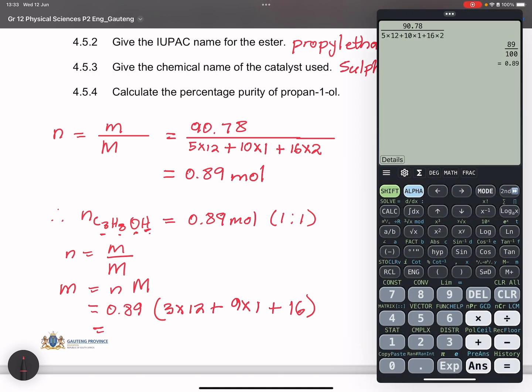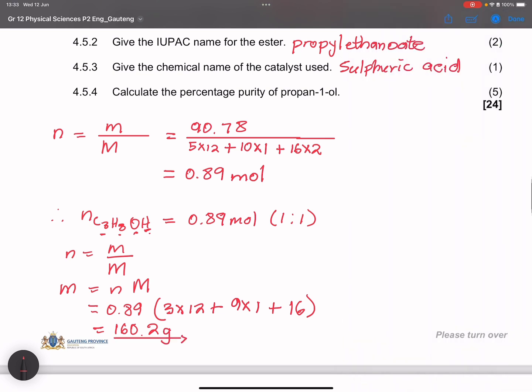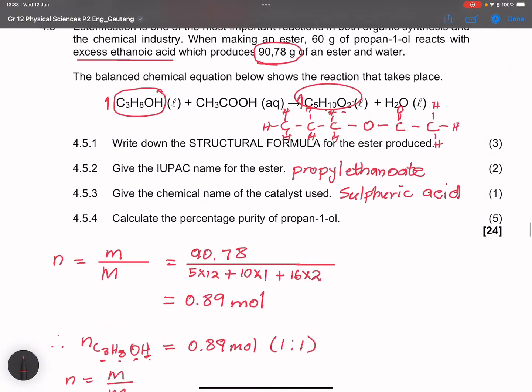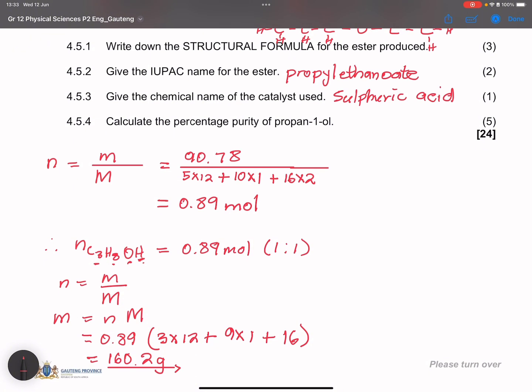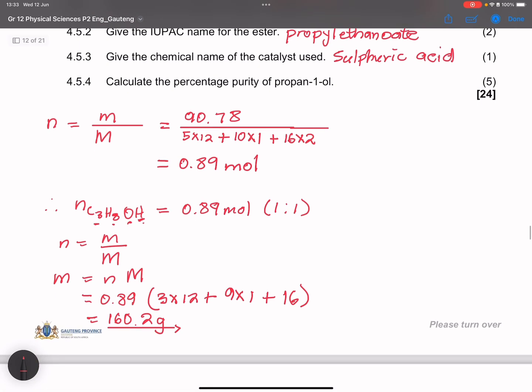So this is multiplied by 3 times 12 plus 9 times 1 plus 16. Okay, and I get 160.2. So that's 160.2 grams. So now we need to check the percentage purity, right? All right. So that's the ethanoic acid that we got there. Let me just check. I mean, we've got the 0.89 there. That's for the ester. Okay, and we now found out the mass of the ester. Okay, the mass of the ethanoic acid that we used.